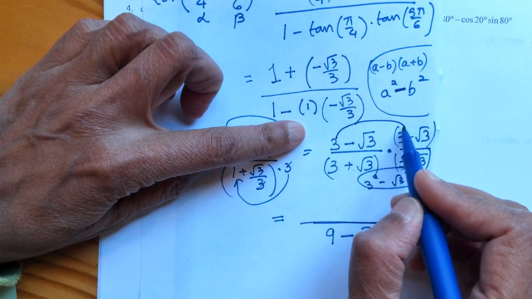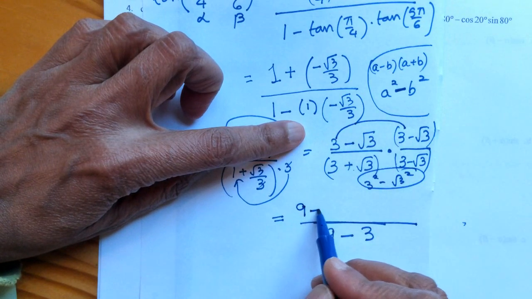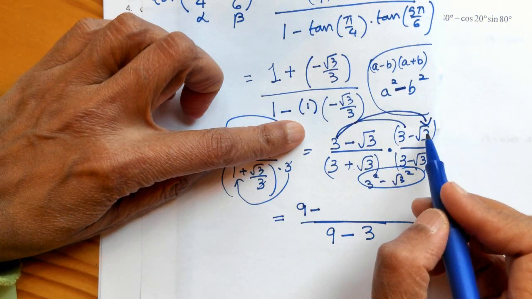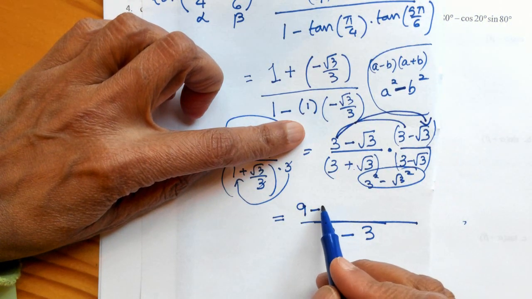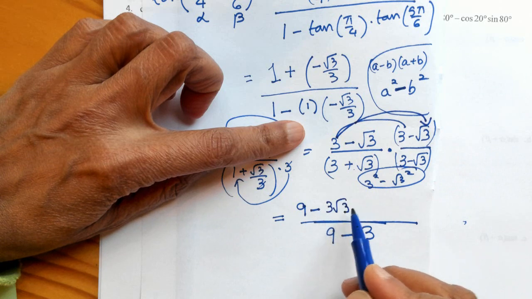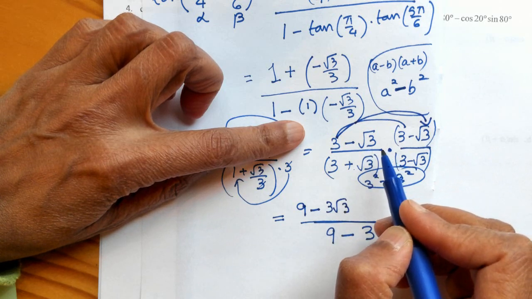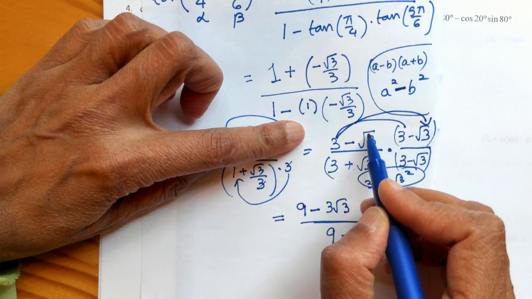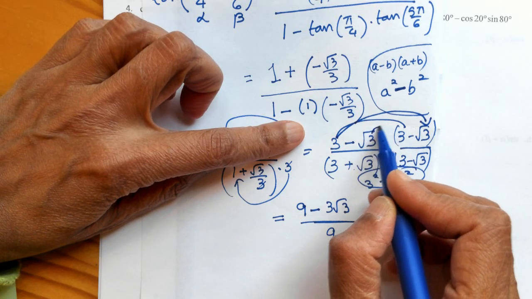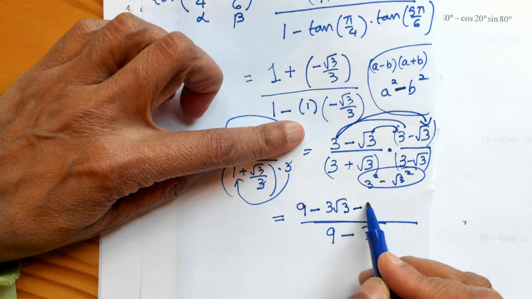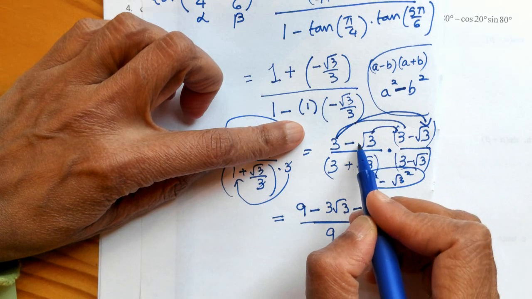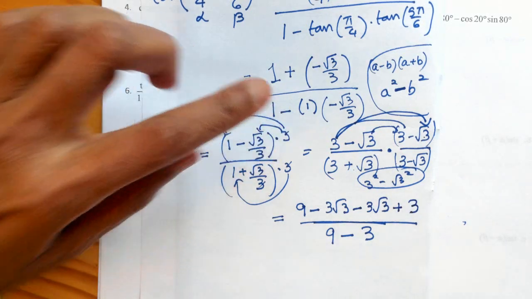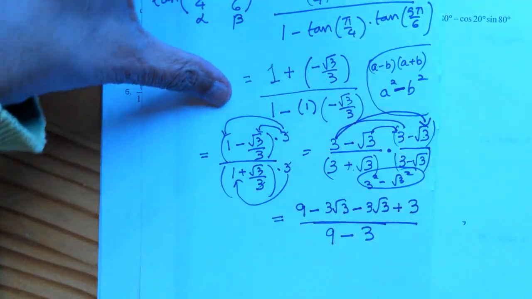So 3 times 3 is 9. 3 times this negative square root of 3 is negative 3 square root of 3. Okay, everybody good? And then you multiply negative square root of 3 with this. So it's negative 3 square root of 3. And then negative square root of 3 times negative square root of 3 is positive 3. Okay, let's continue simplifying this.